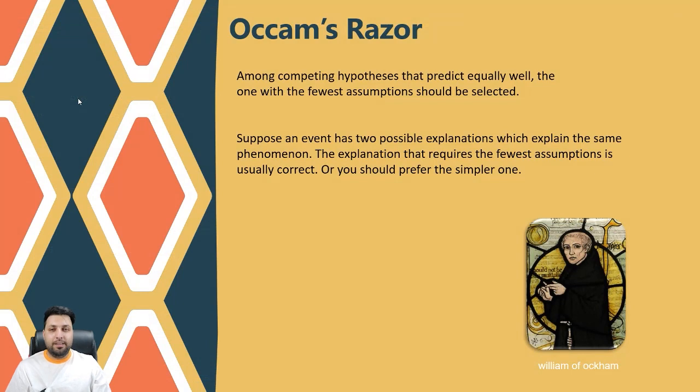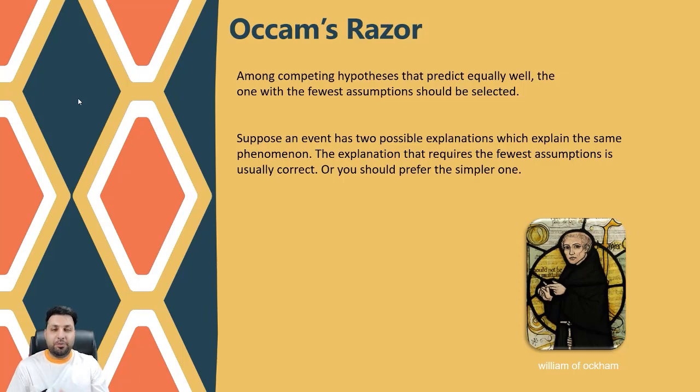The next law is Occam's razor. This person, William of Occam. So what does it say? It's very interesting and very lovely. Among competing hypotheses that predict equally well, the one with the fewest assumptions should be selected.